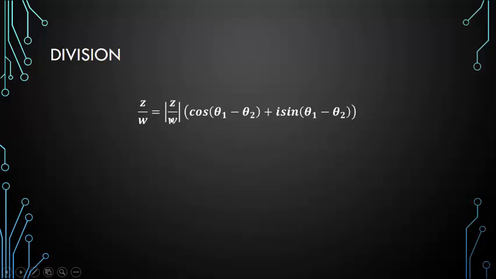For division, you take the quotient of the moduli and you subtract the angles, so you find the difference of the two angles. Remember that that is not a commutative property, just like 3 minus 2 is not 2 minus 3. Keep that in mind.